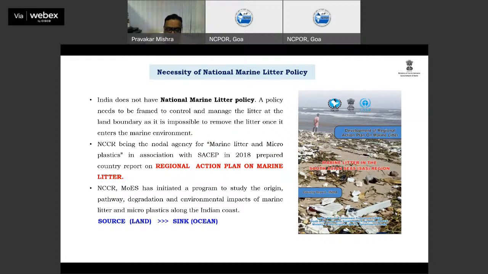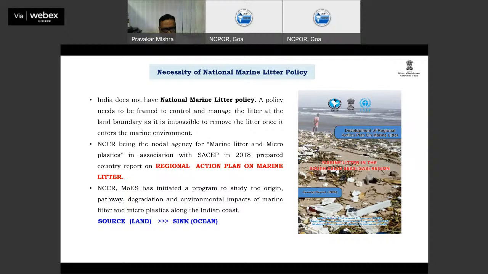And based on this data, we first tried to formulate under the SACEP, that is the South Asia Co-operative Environment Programme, a UN body, an environmental program. And under this, we prepared our country plan. Because South Asian, we wanted to make a South Asian Seas program, a regional action plan. So this was the first attempt made. Based on this data, we tried to look at what is the present scenario.